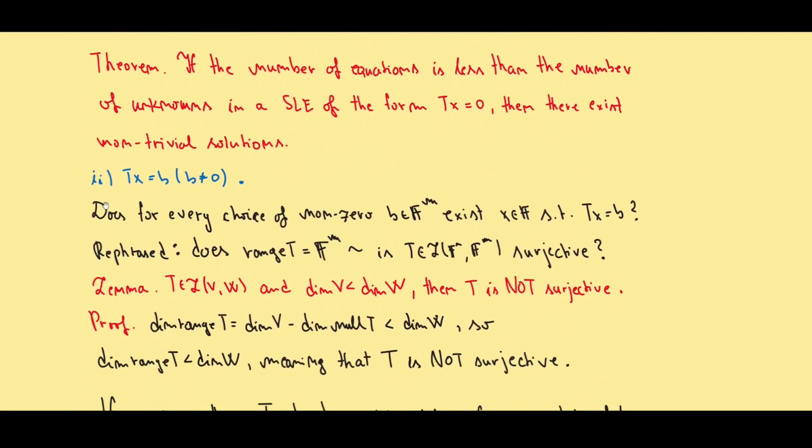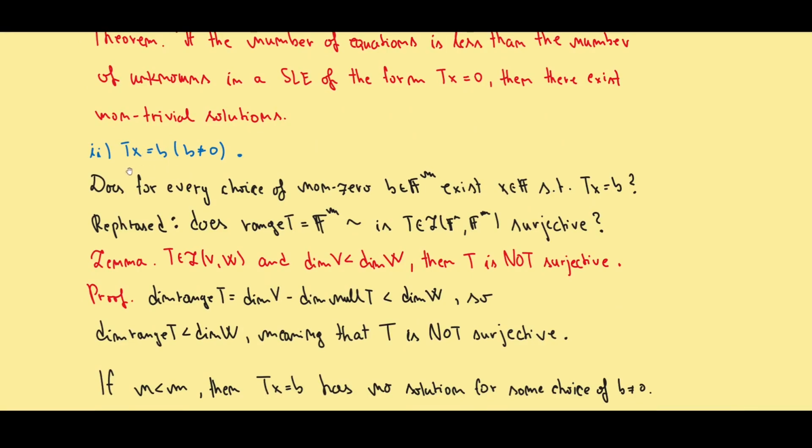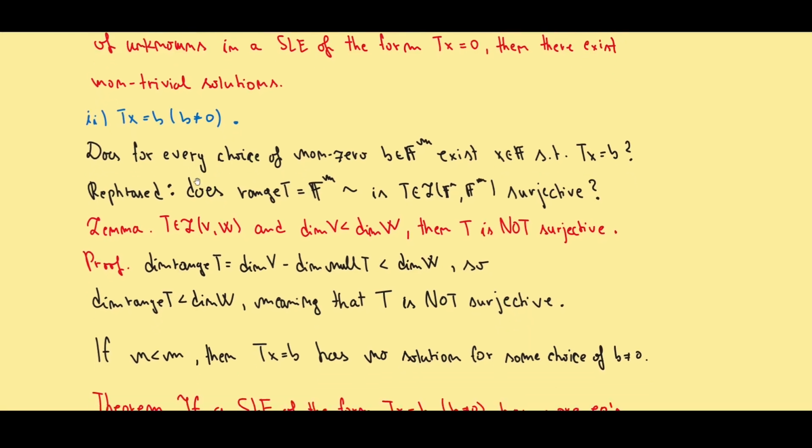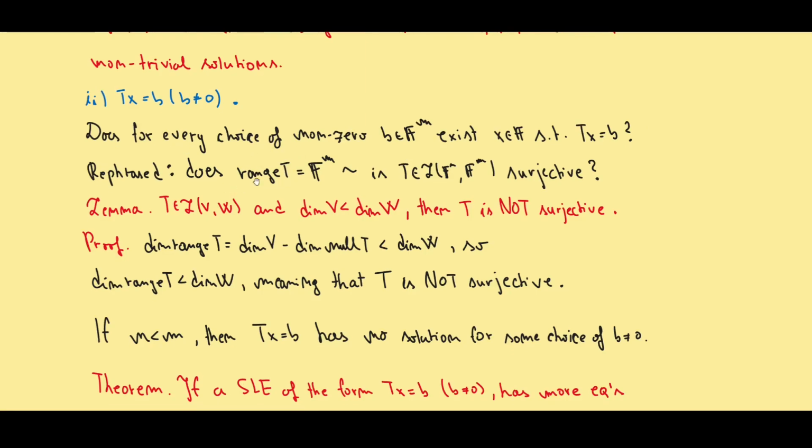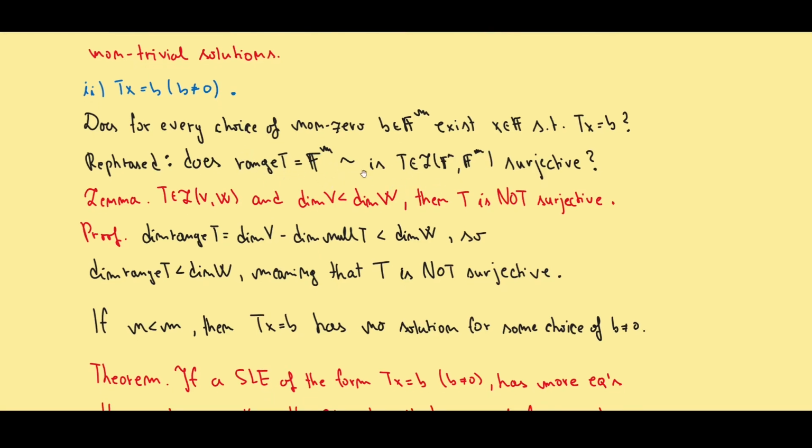Now let's look at this case. Let's look at when our system of linear equations is of this form, where b is not equal to 0. So at least one of the b1, b2, all the way to bm, is different from 0. So thus, for every choice of non-zero b belonging to F to the m, does there exist some x in F to the n, such that T of x is equal to b? Rephrased, does the range of T equal the target space F to the m? Which is also equivalent to asking, is T surjective, onto?